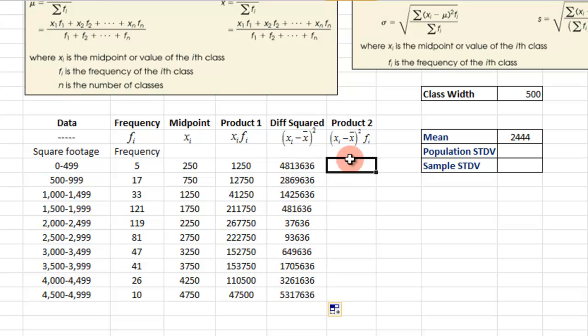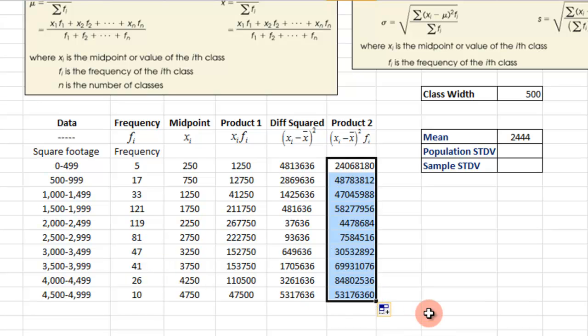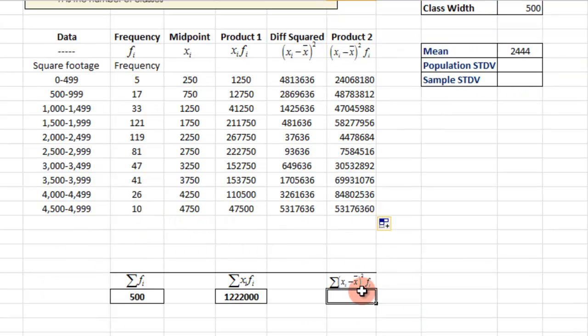And there's that one. Now this one is the difference squared times the frequency, the Fi. So we have all that, so let's do that. Now we have this one here times the frequency. And again, we can just leave them pointing. We don't need any $ signs because we're going to drag it down so that each of these multiply each other. And then down here, we have a sum box again. We need to add them up.